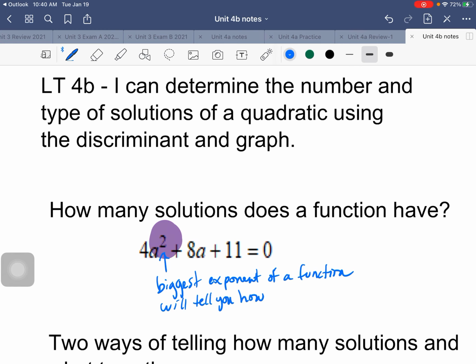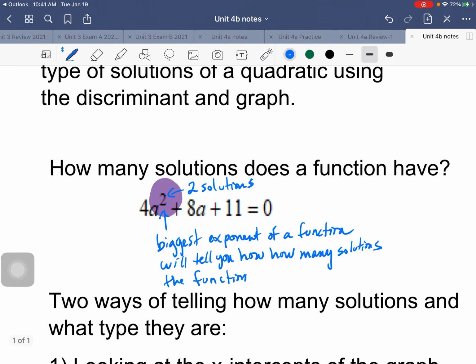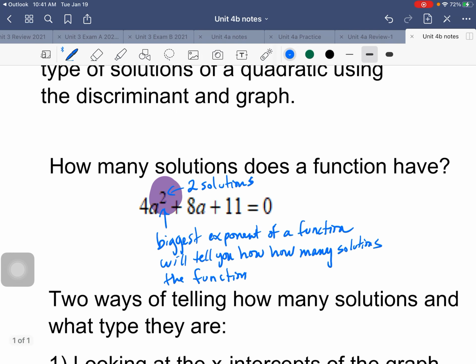It will tell you how many solutions the function has, or the equation. So in this case, there are two solutions. Now we need to know what type of solutions they are. They could be real, or they could be imaginary or complex.